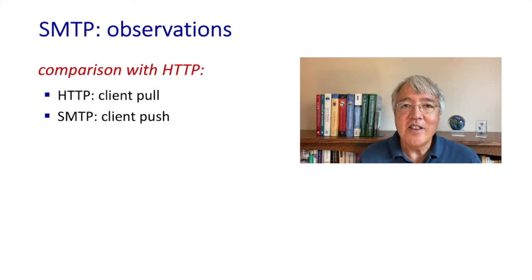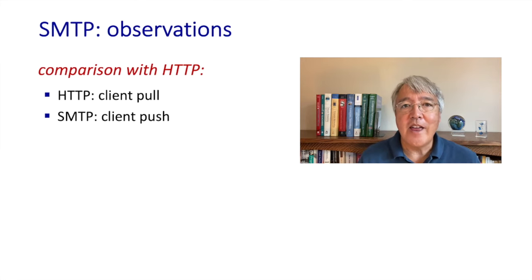Before diving into the details of email message formats, let's make a few high-level observations about the SMTP protocol itself. Let's start by comparing it to HTTP. We saw that HTTP is a pull protocol. That is, the HTTP client is pulling data generally from the HTTP server, whereas SMTP is more of a push protocol. It's pushing a message from the client to the server. And again, that client could actually be a user agent, a mail client, or it could be a mail server pushing a message from that mail server to another mail server.